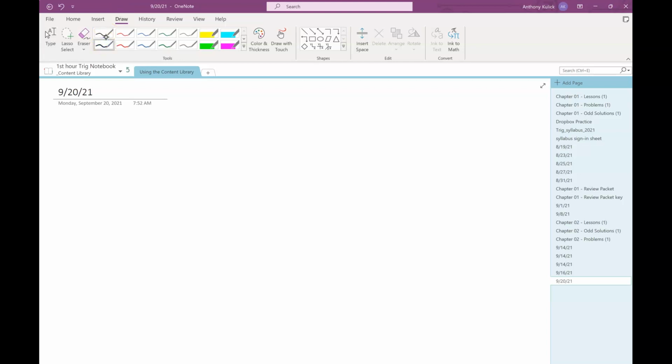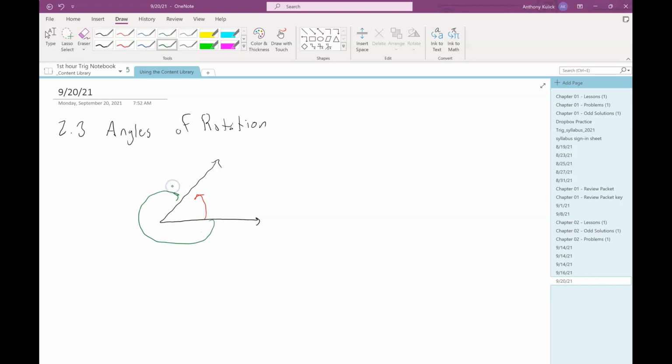So in section 2.3, we're going to talk about angles of rotation. And we had mentioned before that in geometry, when we talked about an angle, we were always stuck representing only angles between 0 and 180 degrees, right? Because we defined an angle measure this way as opposed to this way.